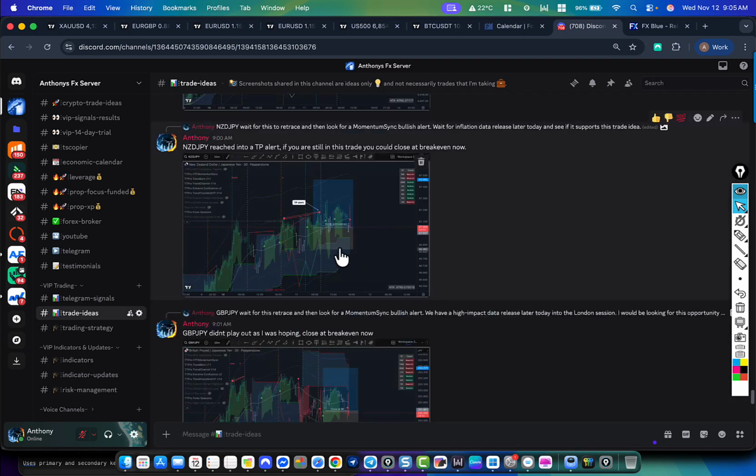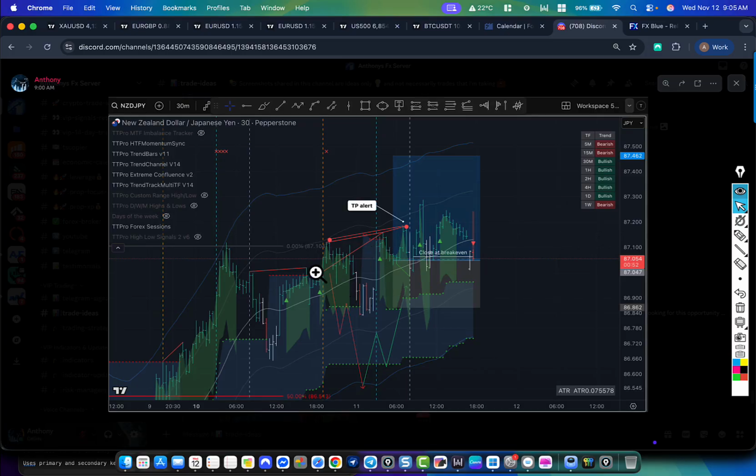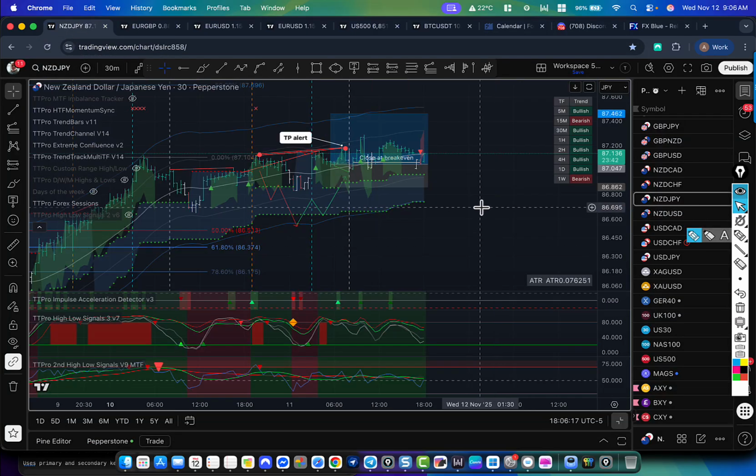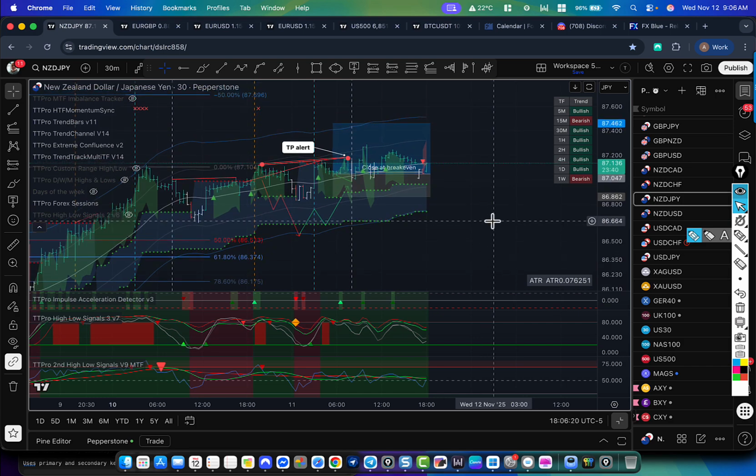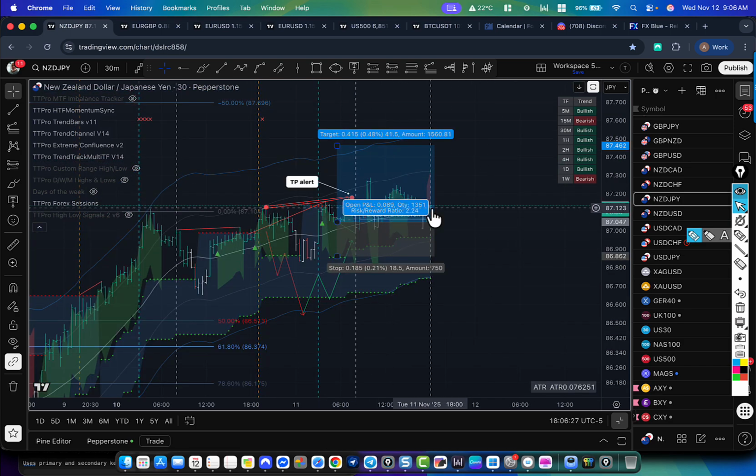Next one was the New Zealand yen. Okay, we were looking for the candles to go red and then take a green signal. And then you see here we got the red exit or alert signal fairly quickly. So let's just have a look at that. New Zealand yen. Yeah, I'm inclined to let it go at break even. And it's been range bound the whole time.